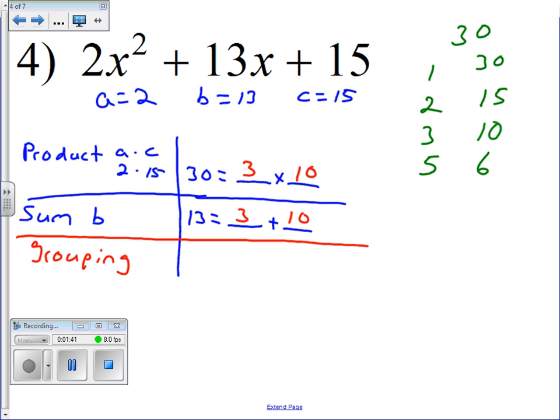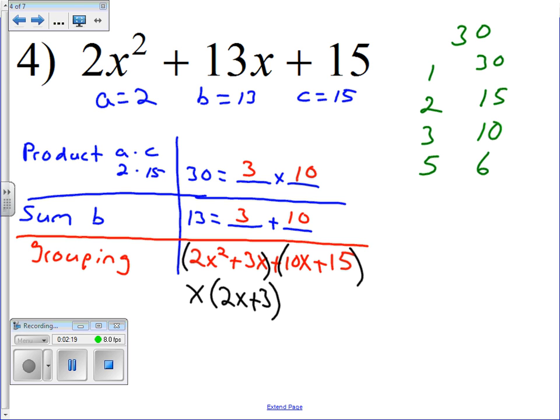So this is going to be written as 2x squared plus 3x plus 10x plus 15. Okay, so what can I factor out of the first two terms? 2x, that will not work. Just x comes out, and you get 2x plus 3.